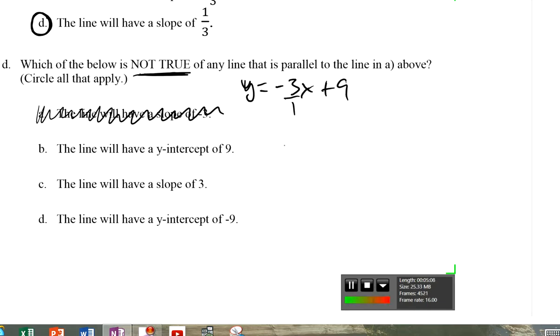But is a line parallel to itself? I'd say no. A line is itself. So I'm going to say this is not true. It wouldn't have a y-intercept of 9 because that would make it the same line. The line will have a slope of 3. Are you kidding? No, it would have to have a slope of -3. And then the line will have a y-intercept of -9. That could be true. It could have a y-intercept of -9. It's not always true, but it could be true. So I can't say it's not true.